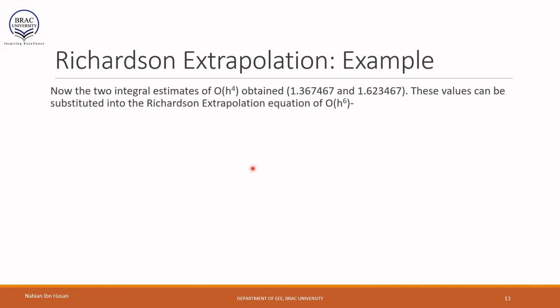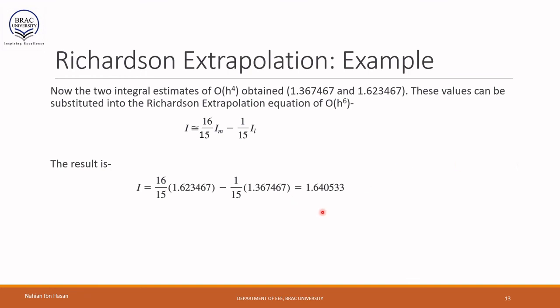So you can use these two preliminary results. That means with accuracy of order 4, you can use these two better results to obtain a further better result with Richardson extrapolation, with an accuracy of the order of 6. If you use this formula, as I have already shown you a couple of slides before, you get 1.640533. Compared to the true result, this matches up to 7 significant figures. So this is very accurate.